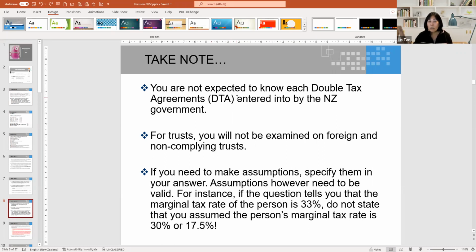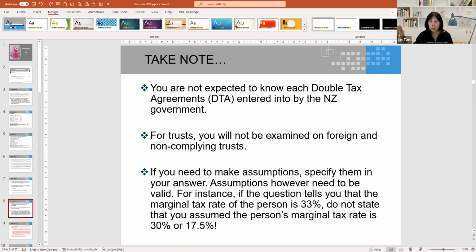In the exam, you're not expected to know the double tax agreement. So you don't have to worry about that because there are so many of them, and you just cannot remember what is provided in each of those agreements, and we did not cover them as well, right? So what I've done is just to make you aware that we do have double tax agreement and the purposes of those DTAs.